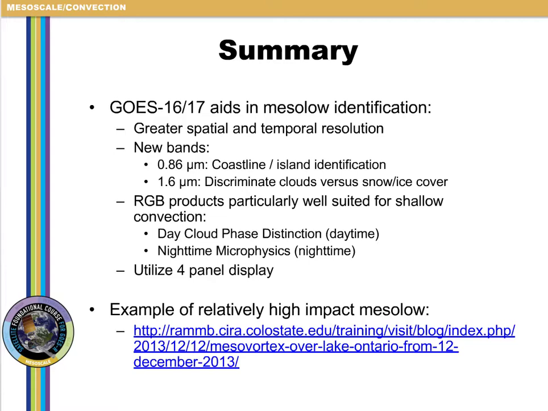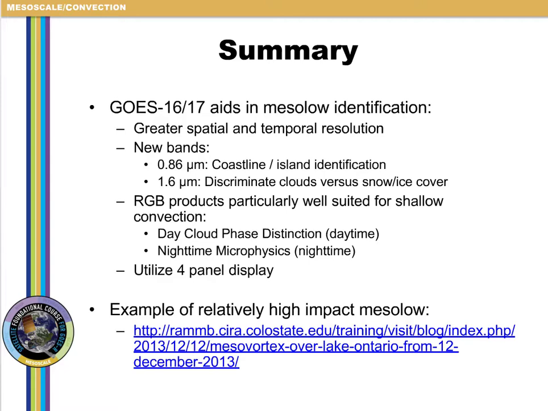However, there are new visible bands on GOES16 and 17 that aid in mesolow identification. This includes the 0.86 micron veggie band, which increases contrast between water and land, better identifying coastlines and islands. Also, the 1.6 micron band can easily discriminate between clouds and snow or ice cover.